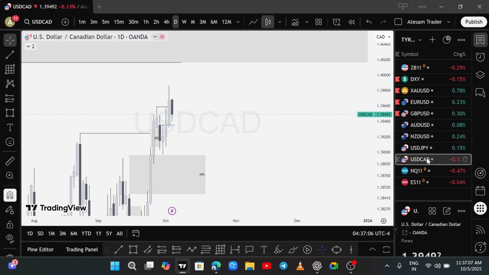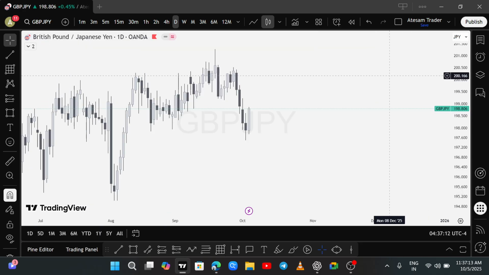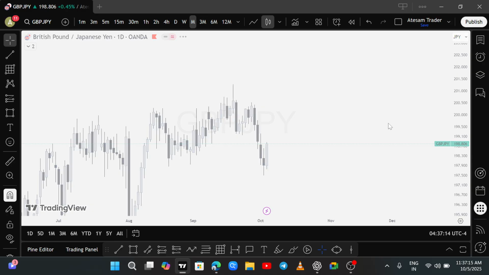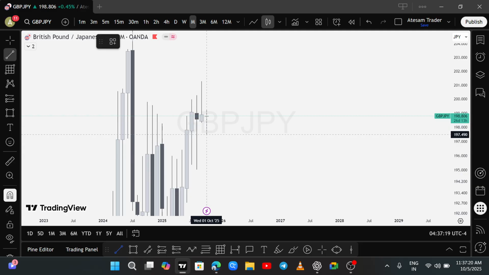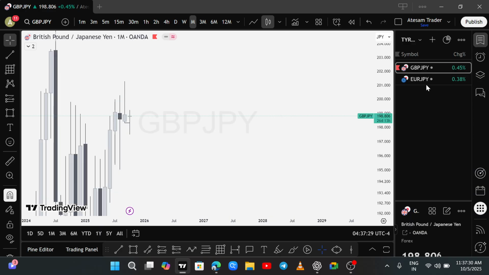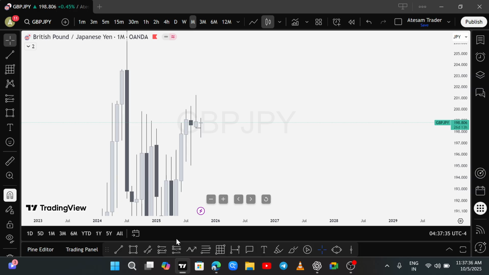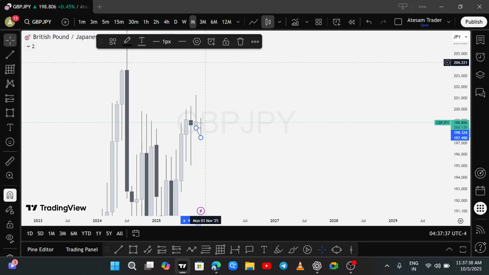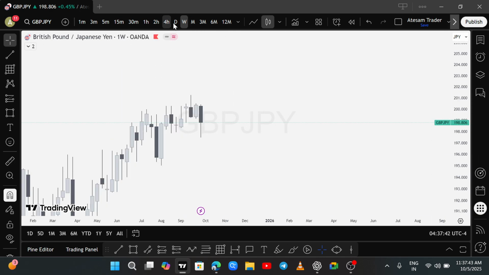Let's talk about GBP JPY. What are we doing in JPY? So in monthly, we opened, we came down below this monthly low. Now this is showing this rejection. Okay. So do we have any kind of SMT? Yes, we are forming SMT with Euro JPY here.